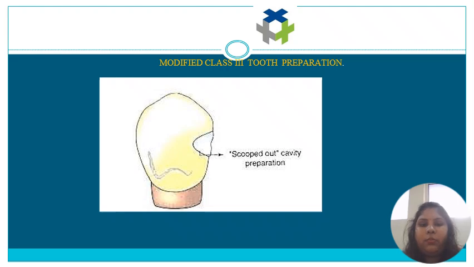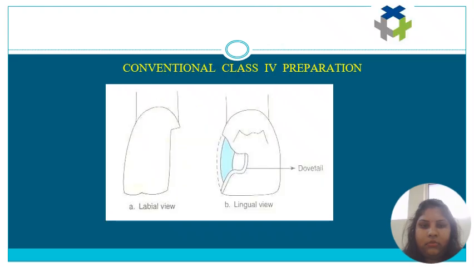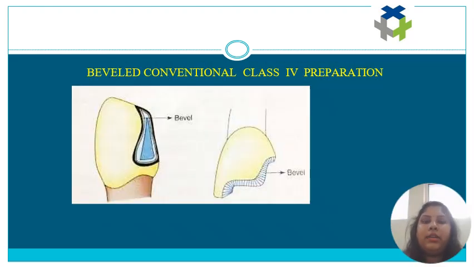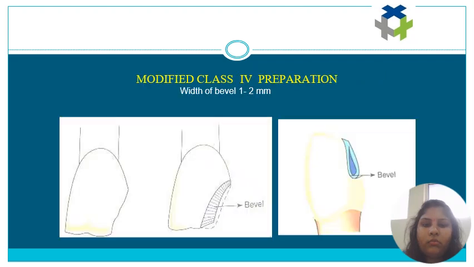So you have modified class 3 preparation. It is a scooped out cavity preparation. You have a conventional class 4 preparation, which is the labial view, and this is the lingual view. And you have a bevel conventional class 4 preparation. And you have modified class 4 preparation. So in modified class 4 preparation, the width of the bevel will be 1 to 2 mm.